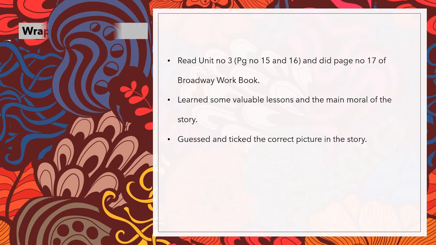Okay my dear ones, so let's take a quick wrap up. What we did, we read unit number 3, page number 15 and 16, and we did page number 17 of our Broadway workbook. We will learn some many valuable lessons. And do you know what was the main moral of the story?